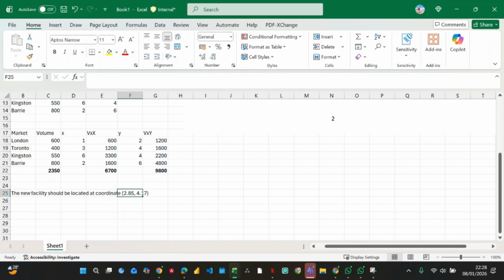Because the final answer we got, coordinate 2.85 is closer to coordinate 3, and coordinate 4.17 is closer to coordinate 4. So that's why I chose Toronto. Those are two coordinates, so I guess it should be two. That's for X and Y. Okay, okay.